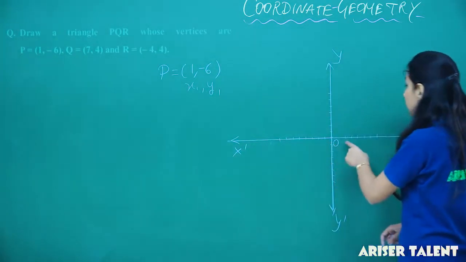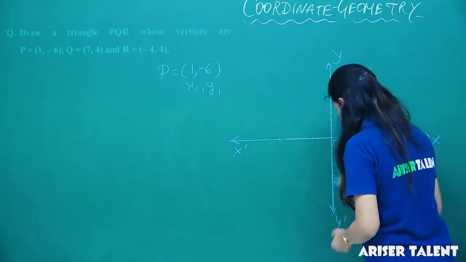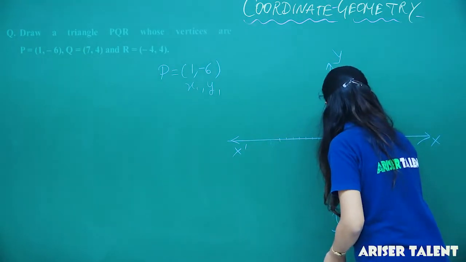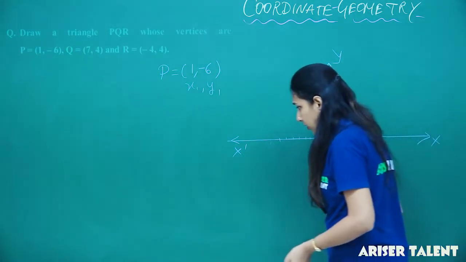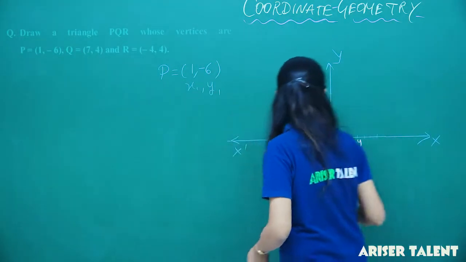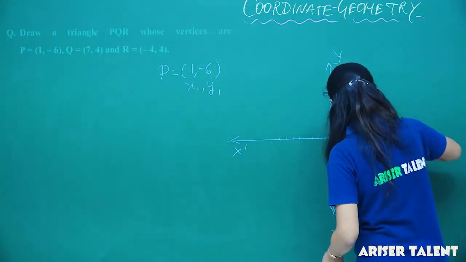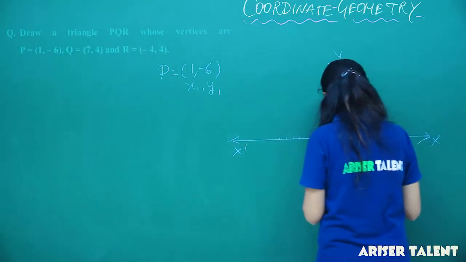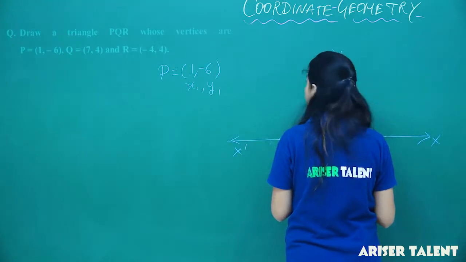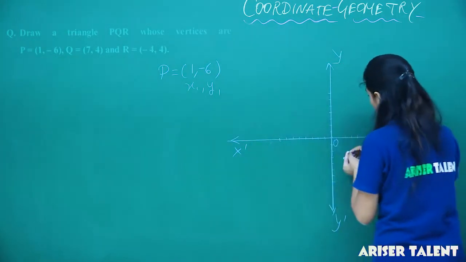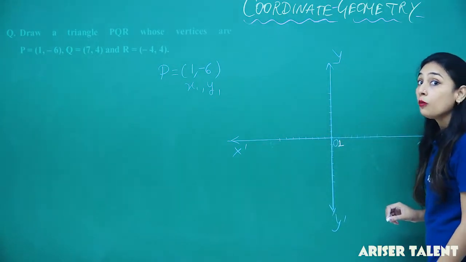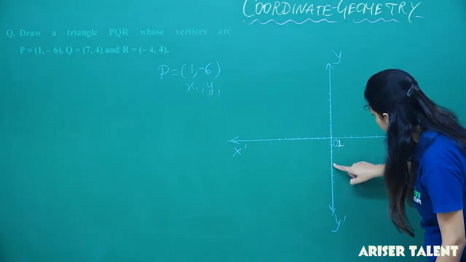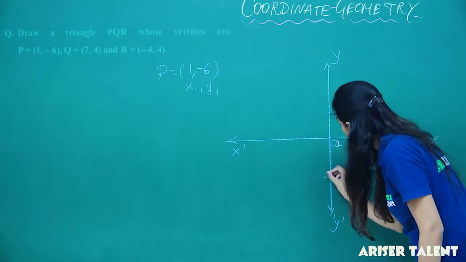So x1 is 1. I'll only write what I require here. So 1 is here and it's saying minus 6. Now minus 6, that means 1, 2, 3, 4, 5, 6. So this is my minus 6.